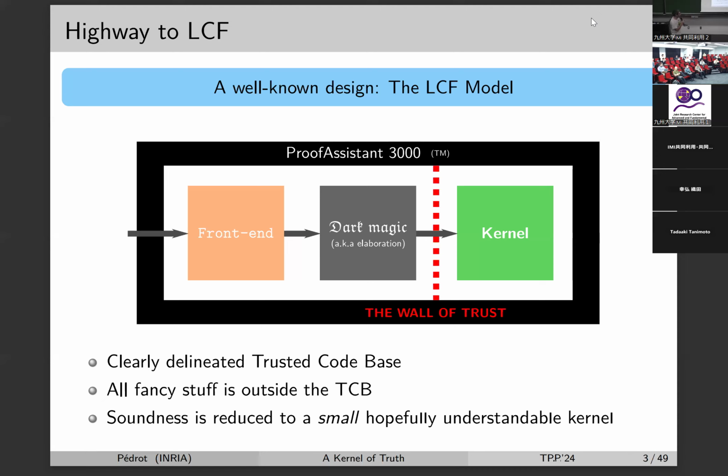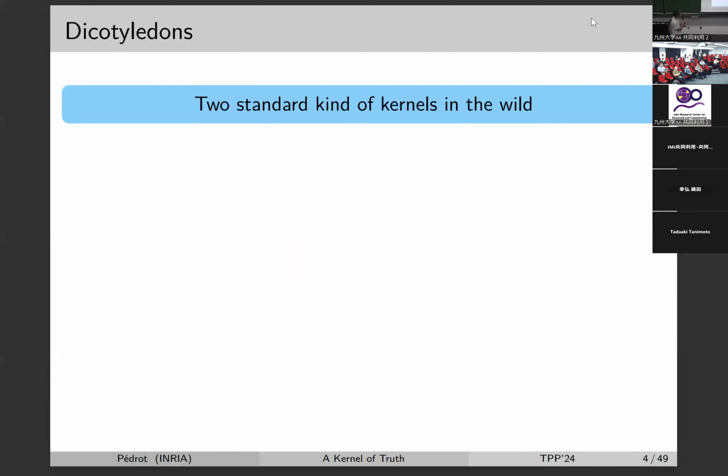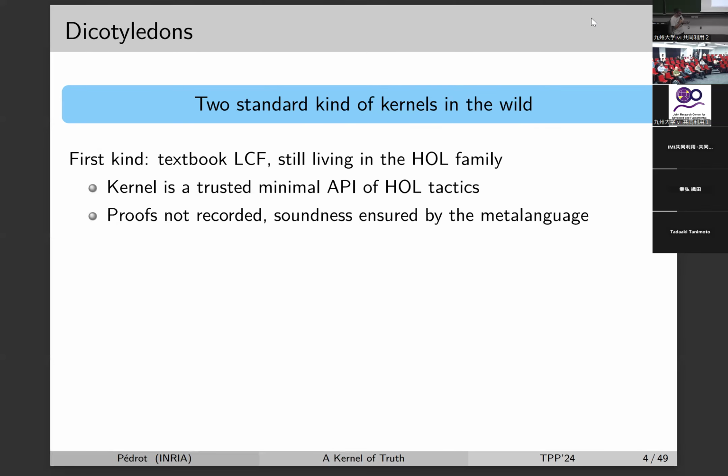That's the thing that is checking that your proofs are indeed correct. So outside of this, you don't care. And the important part is that the kernel here is small and hopefully understandable as a piece of code. So that's a very well-known design. There are two typical instances of this design in the world. The first one is the historical LCF, which is still thriving in the whole proof assistant family.